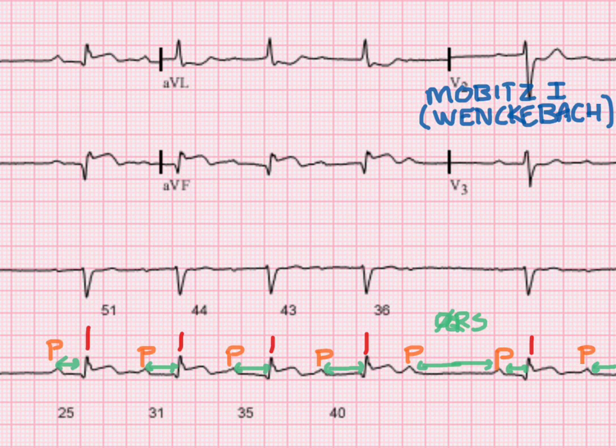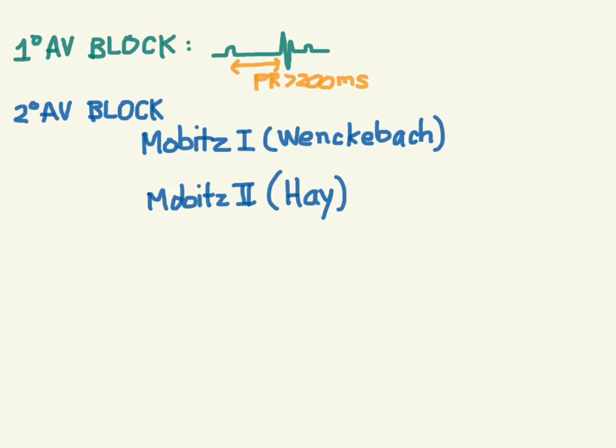And so Mobitz type 1 is usually caused by some disease of the AV node. So I like to think of it as it gets longer and longer and longer until you finally drop one. Then it starts over. And so, again, it gets longer and longer and longer until you drop one. So that's how I remember that. That's Wenckebach. It gets longer and longer and longer until you drop one. That's Mobitz 1. So now let's look at Mobitz type 2.